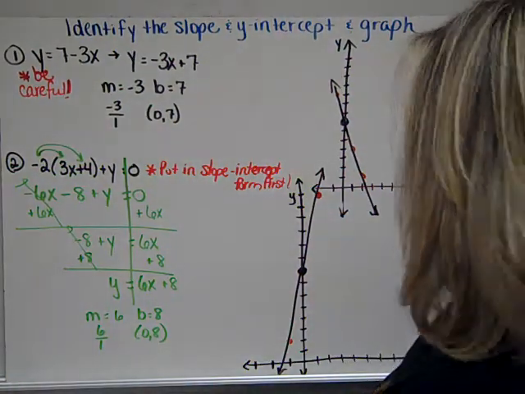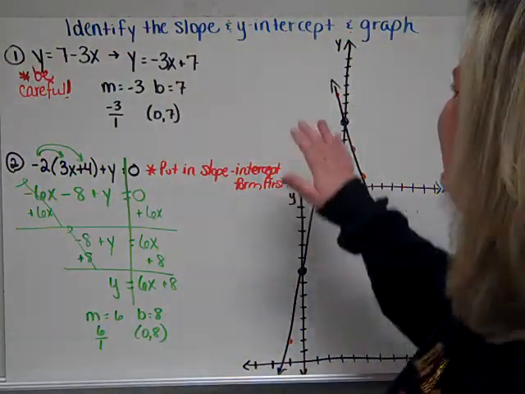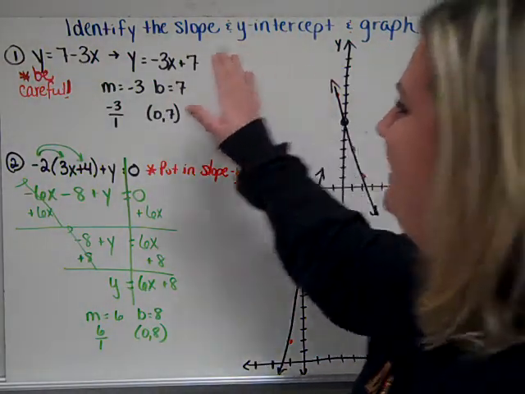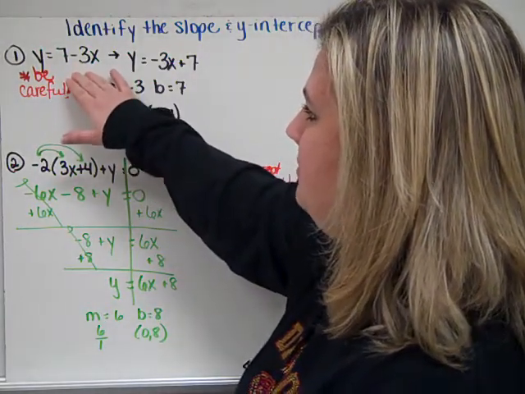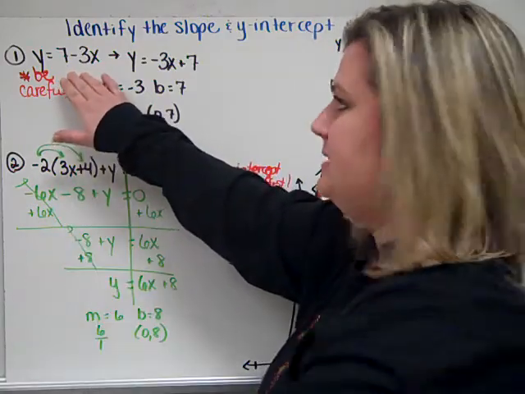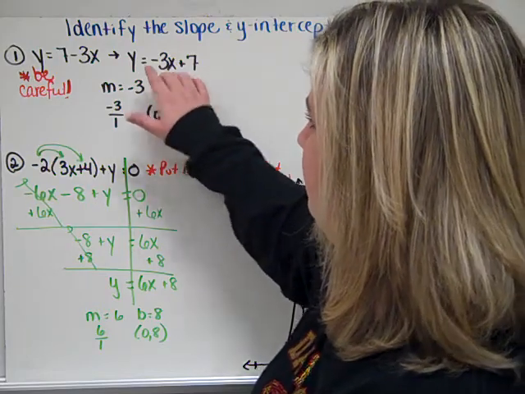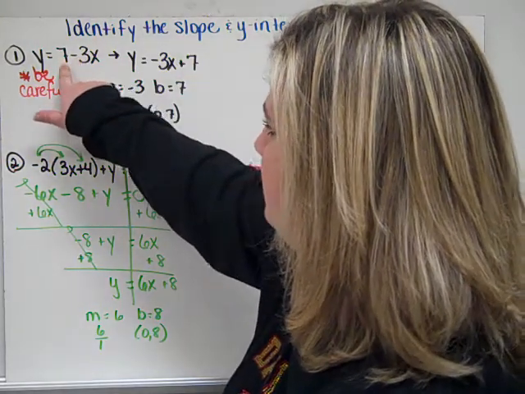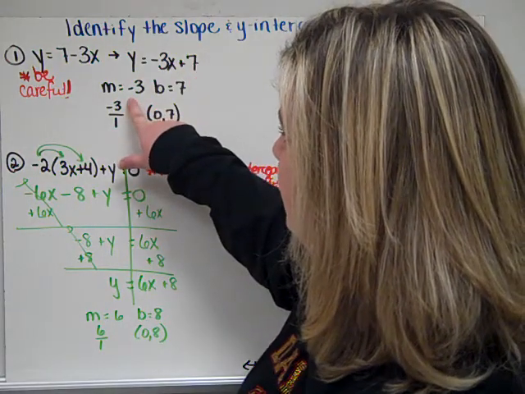All right. Next one, identify the slope and y-intercept, and then we're going to graph it. So y equals 7 minus 3x. So again, on this one, be careful because this is not in y equals mx plus b. So make sure you get your x term first. So I went ahead and converted that. y equals negative 3x. You see how it was negative here, and that's a positive 7. So that would be plus 7. So m equals negative 3.